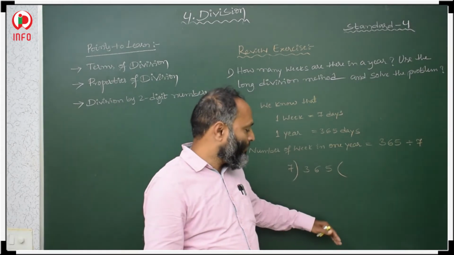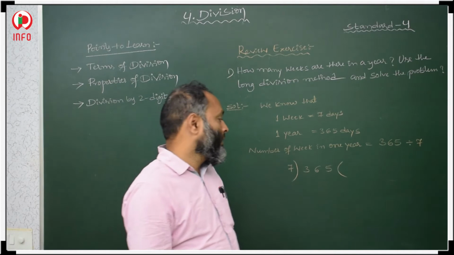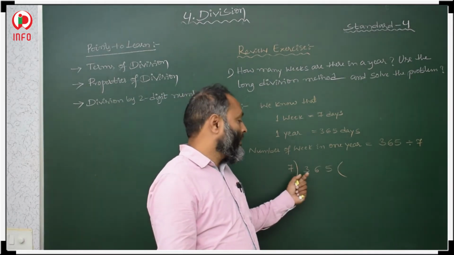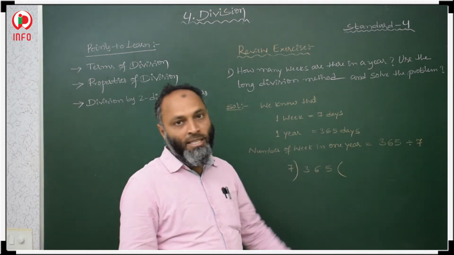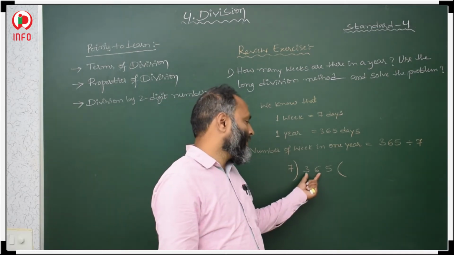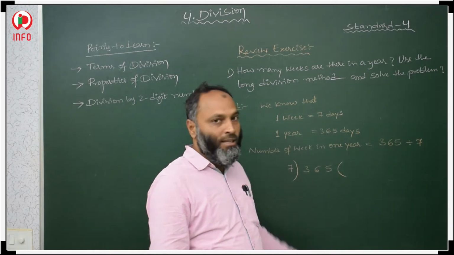And whatever is left after the division, that is the remainder. Now this number 3 is less than 7, so we have to take 3 and 6. The very next number also we have to include. So then what is the number? 36. Now the number is 36.